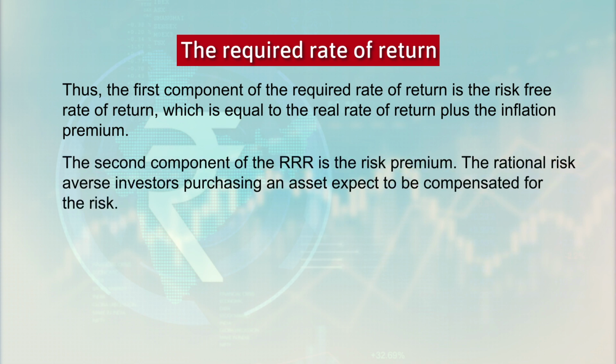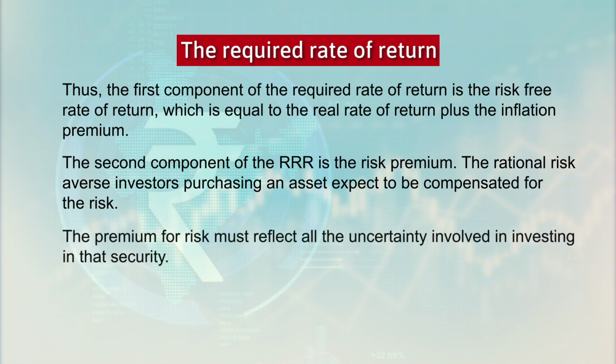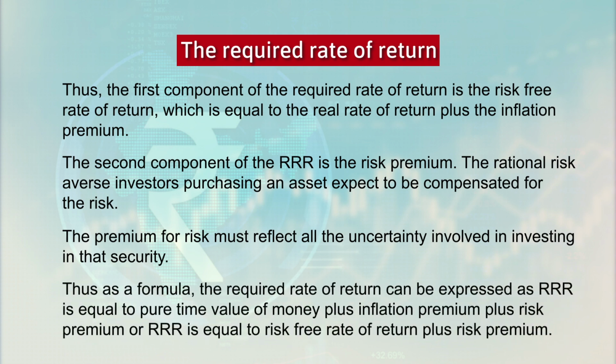The second component of the RRR is the risk premium. Rational risk-averse investors purchasing an asset expect to be compensated for the risk. The premium for risk must reflect all the uncertainty involved in investing in that security. Thus, as a formula, the required rate of return can be expressed as RRR equals pure time value of money plus inflation premium plus risk premium, or RRR equals risk-free rate of return plus risk premium.